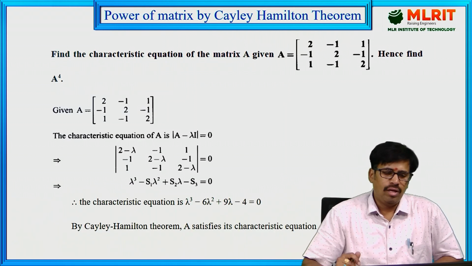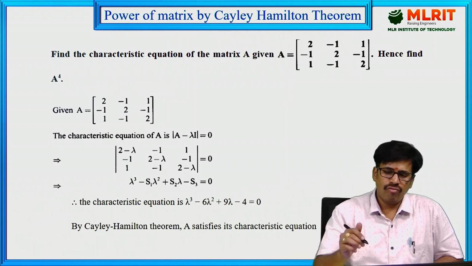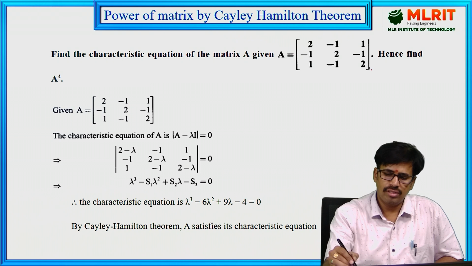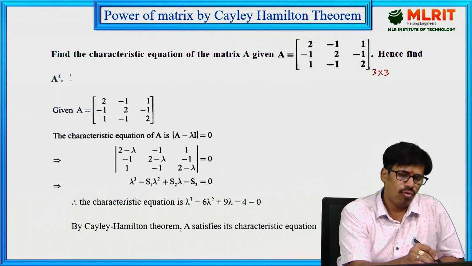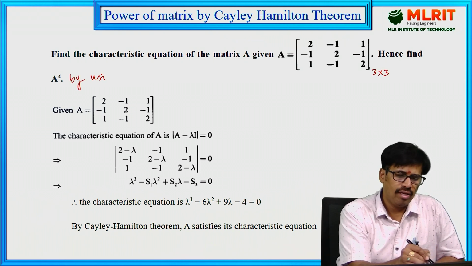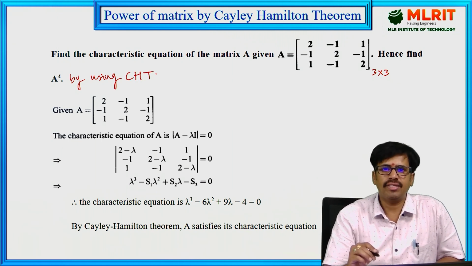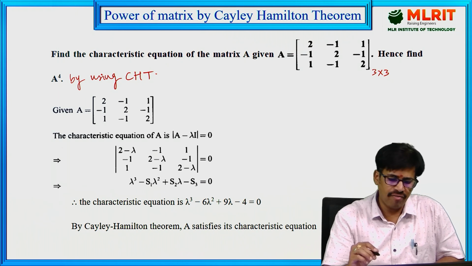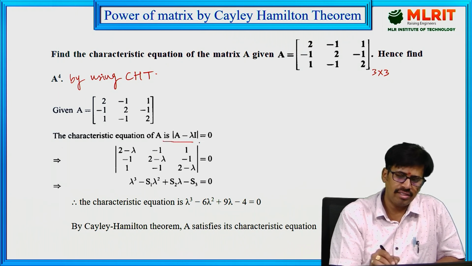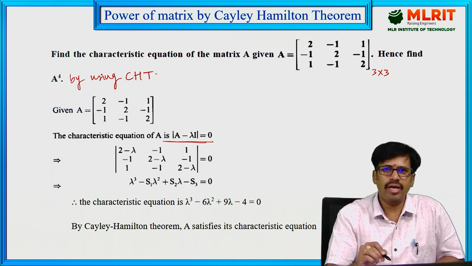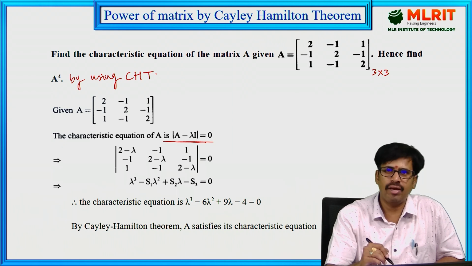Let us find the characteristic equation of this matrix, whose dimension is given as 3 by 3, and find A power 4 by using Cayley-Hamilton theorem. So what is the Cayley-Hamilton theorem statement? Every square matrix satisfies its own characteristic equation. So first let us find the characteristic equation, which is given by determinant of A minus lambda I equal to 0.